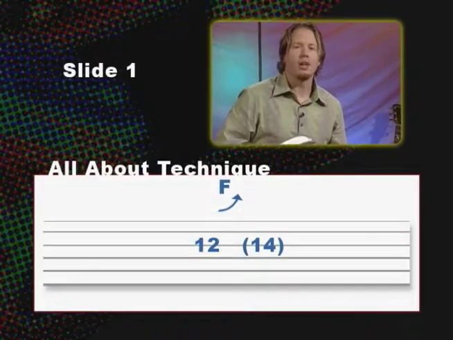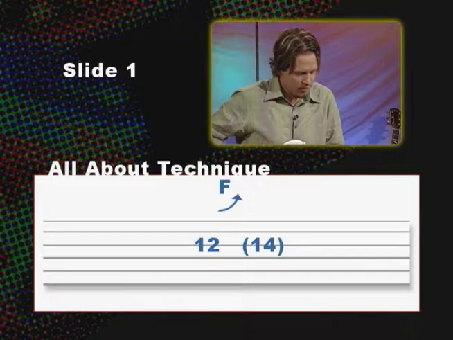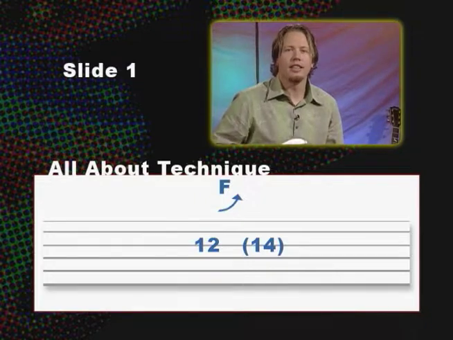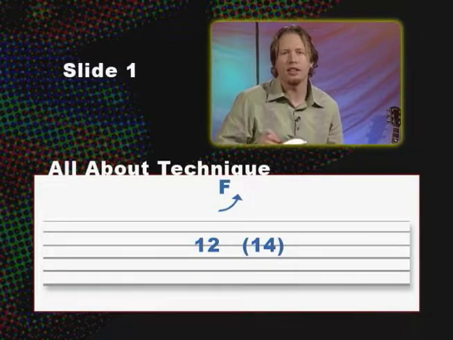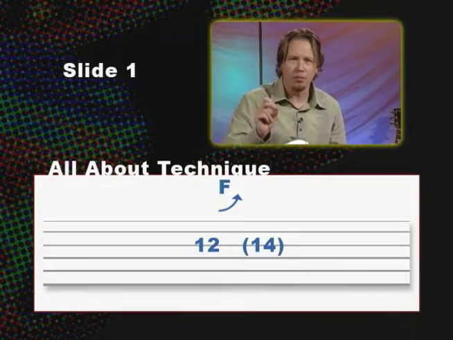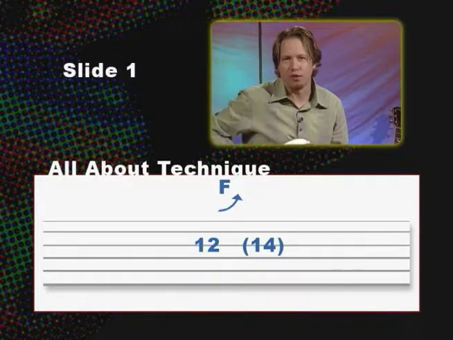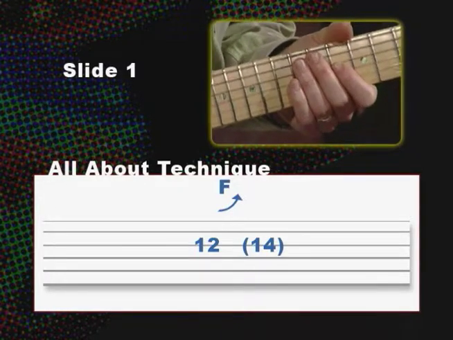So if we look at slide number 1, what we see is the 12th fret bent up a full step. The 14th in parentheses on the slide is indicating what the pitch should sound like. You'll notice that a bend is indicated on the tablature by a little arrow bending up on the slide that you see there with an F over the top, the F standing for full. One more time, 12 bending up a full step to sound like the 14th fret.